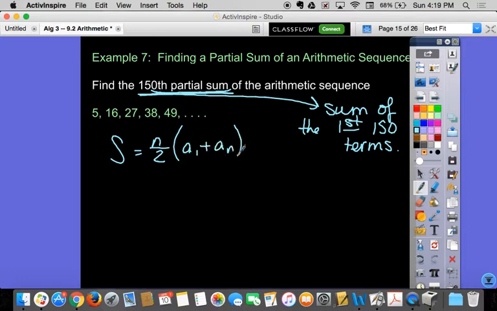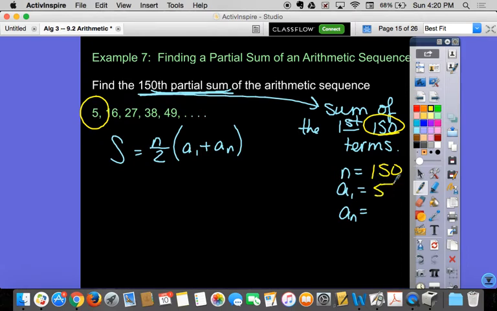Well, all the things that we need to know: what n is, what a sub 1 is, what a sub n is. Well, they were nice. n is 150. We've got to do 150 of them. a sub 1, well, they gave us the sequence. It's 5. They did not give us, see, we're going to need to, let's replace this. It's 150. We don't know what the 150th term is. We've got to go figure it out the same way we figured out stuff before.